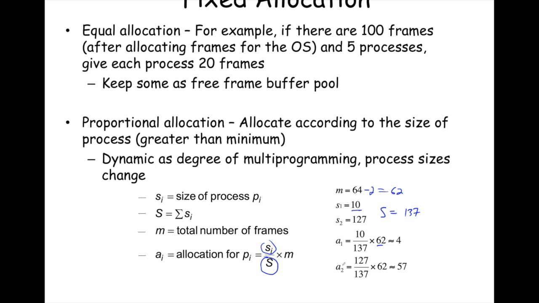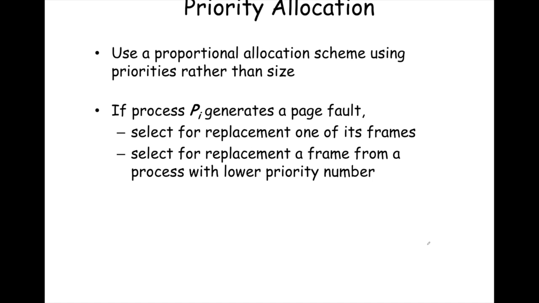We do the same thing for process P2. So a2, allocation 2, is S2 divided by that S, 127 over 137. Multiply that proportion by M, the number of frames. That's 57 frames approximately. Okay, so there's proportional allocation.